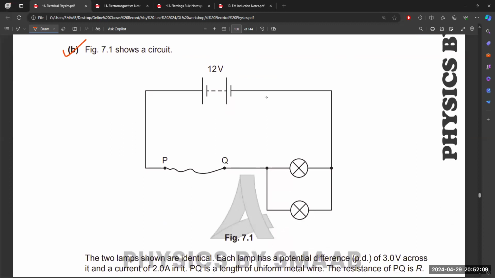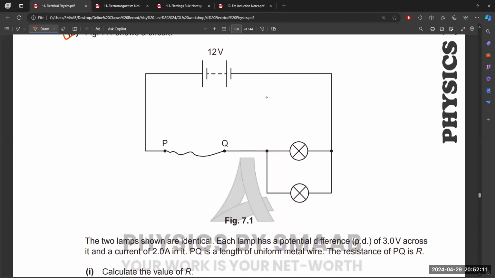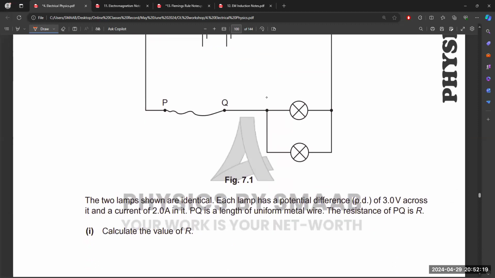In part B, it shows a circuit. We have a battery, then from P to Q we have a wire that connects the circuit from point P to point Q. Then we have two identical lamps, and each lamp has a potential difference of 3 volts across it and a current of 2 ampere in it. PQ is a length of uniform metal wire and the resistance of PQ is R. Calculate the value of R.